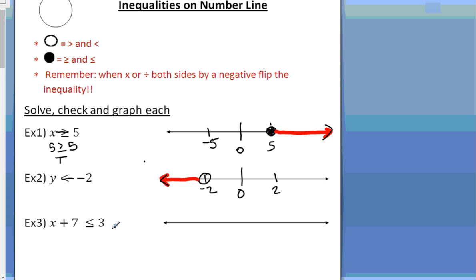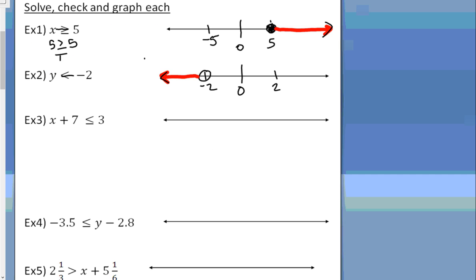All right, so in example 3, it's going to get a little bit harder. What you're going to do is you're going to solve this. So just like every problem we've done before, you can solve it like a regular equality. So in your mind when you're doing this, don't think of this as an equal sign and it'll be a lot easier. So I want to get x by itself. So what am I going to have to do? Well, I'm going to have to add a negative 7 to both sides, right? Right? And I get x is less than or equal to what? 3 plus a negative 7 is negative 4. And then I'm just going to go ahead and graph that. So it's not hard at all.